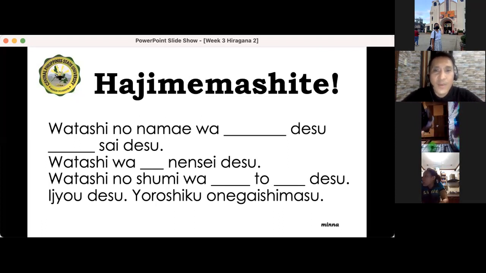Hajimemashite, watashi no namae wa de Jesus Leia Nessa desu. 21歳です, dapat may desu sa dulo. Watashi wa 2年生です. Watashi no shumi wa watching drama to gardening desu. Ijo desu. Yoroshiku onegai shimasu. Very good. I think it's almost perfect. Thank you so much, Leia Nessa, for writing your self-introduction in the chat box.